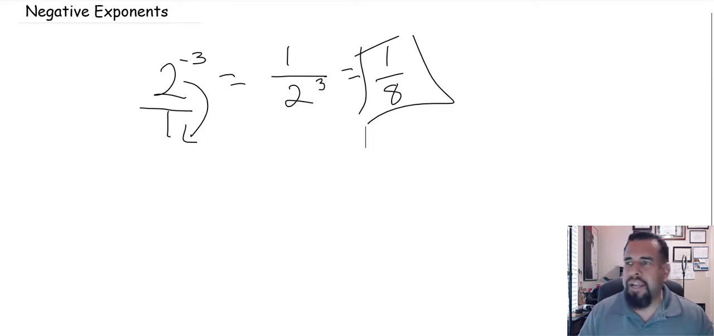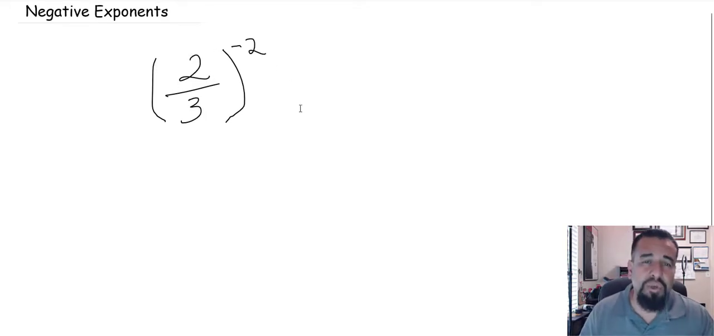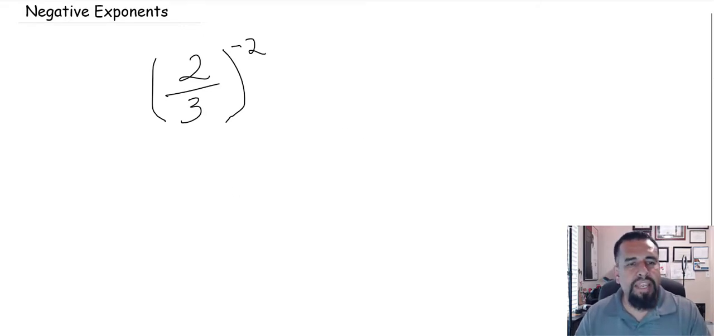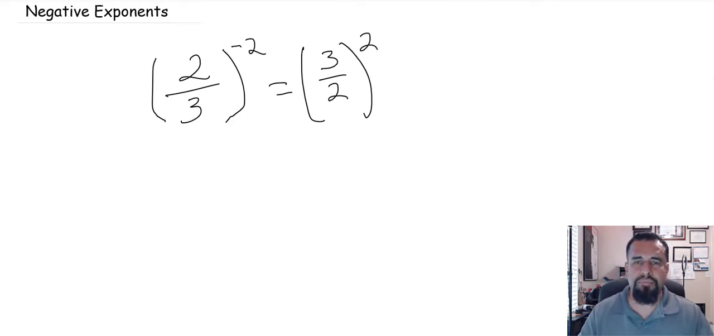So let's take a look at another example here. We have 2 over 3 to the power of negative 2. Again, just like the other one, we think of the reciprocal. But notice, I don't have a 1 as a numerator anymore. I have a 2. So I wanted you to see this. So this will be the reciprocal, which is 3 over 2, all to the power of a positive 2.